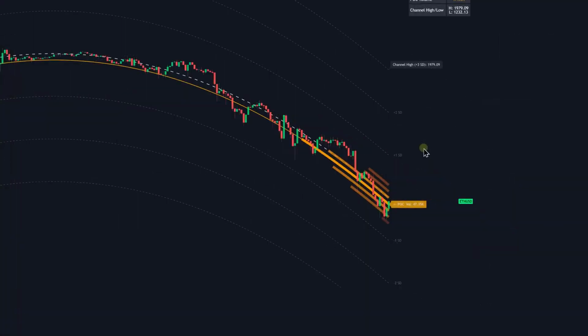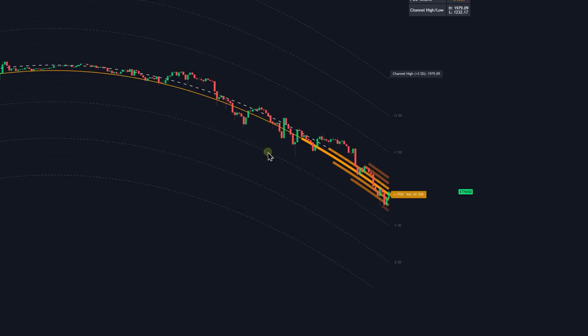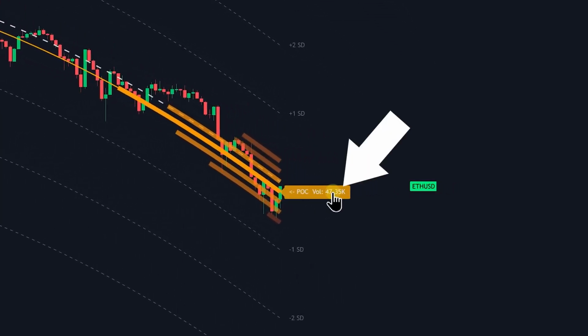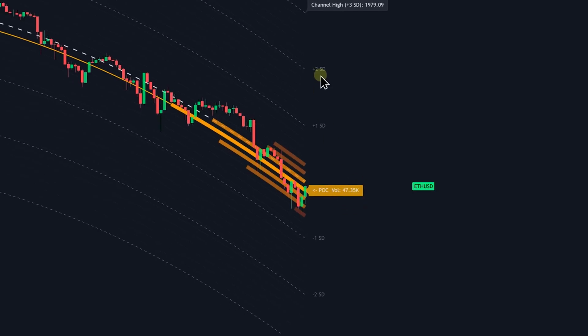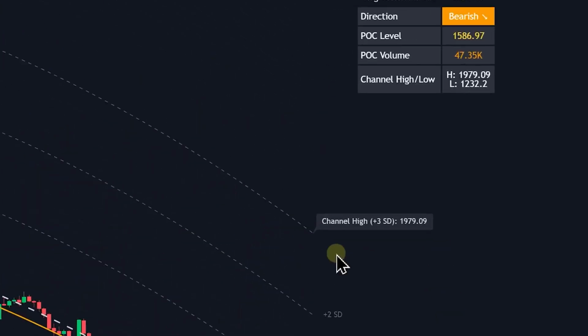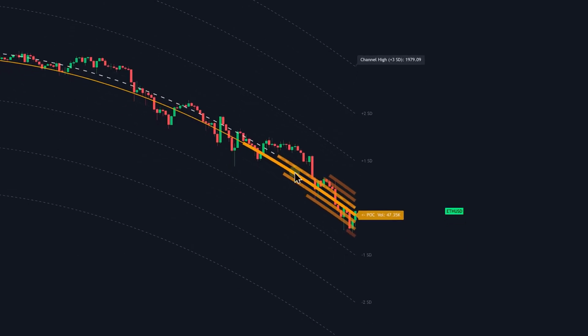Here, the price was trading in a bearish market on the 15-minute time frame. Price was pushing lower, and this indicator was showing us something really important. Not just where price was moving, but where the strongest volume was sitting inside the current trend structure. You can see the regression channel is pointing down, the dashboard is showing bearish, and the volume profile on the right is concentrated around this area.